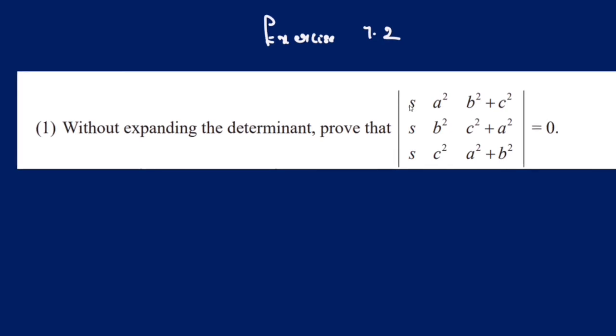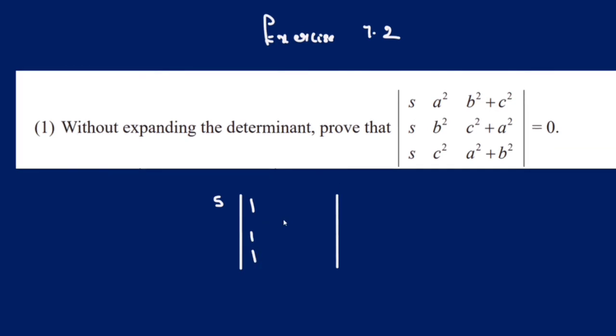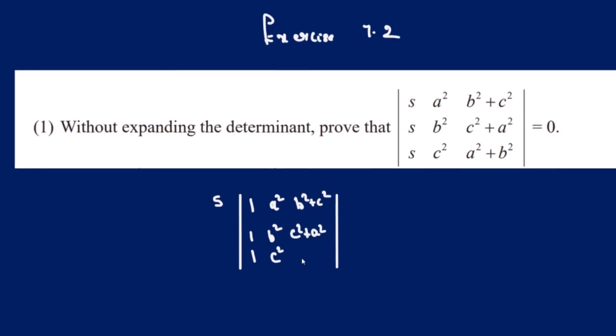So first thing is two rows or two columns. Already you have an s here. Can you see that? s, s, s. So we can take that out, you learned that property. If you have anything common in any row or column, we can always take it out. So from the first column, s is common. Take it out. Second column, a square, b square, c square, we are not doing anything. Third column, b square plus c square, c square plus a square and a square plus b square.